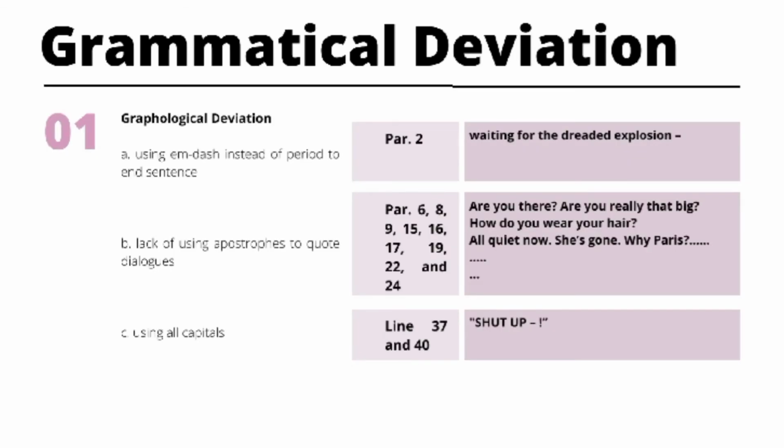There is also graphological deviation in lines 37 and 40 with the passages "shut up" and "I said shut up" in all capitals, signaling the utmost emotion of anger and annoyance of the father towards his daughter. The use of all capitals represents the strong emotions that Rika's father was feeling, and later on it can be entailed that the father slapped Rika right after uttering the statement with full force and emotions.